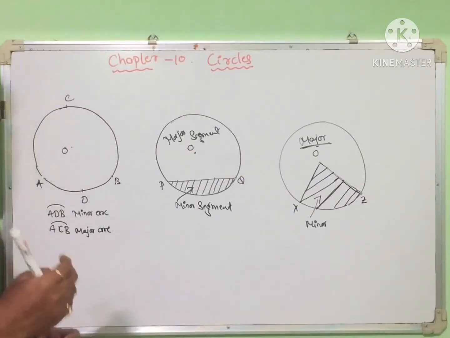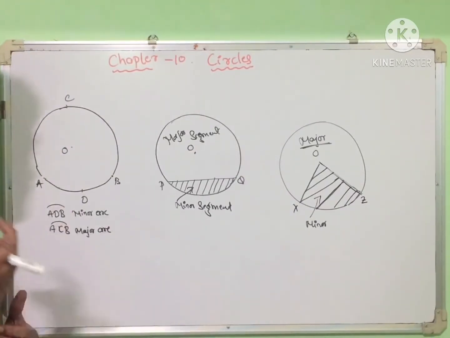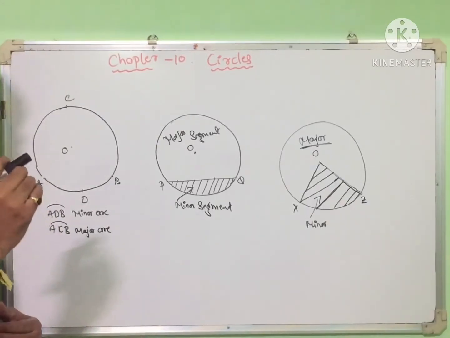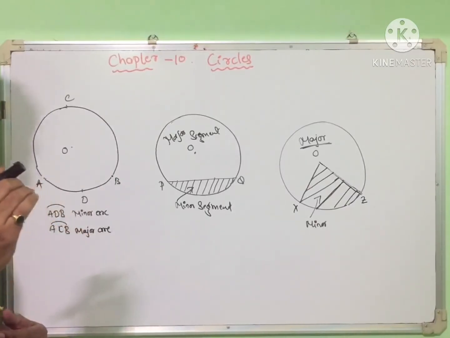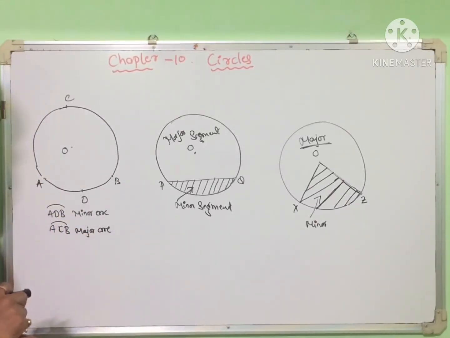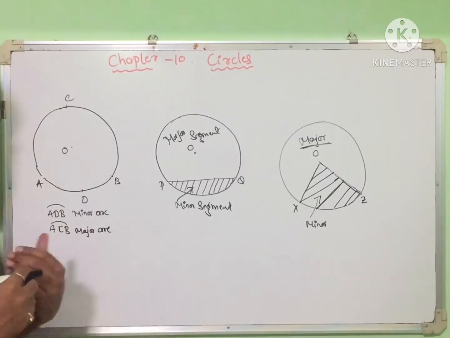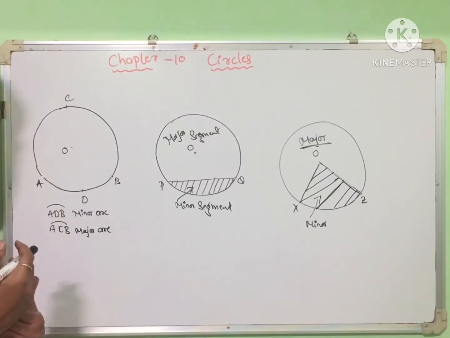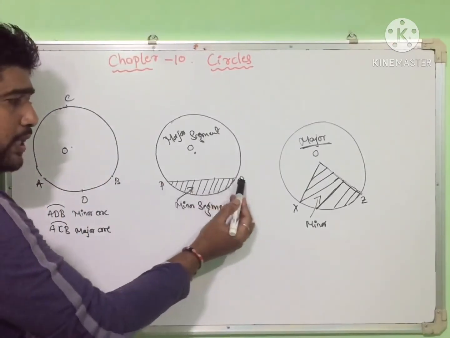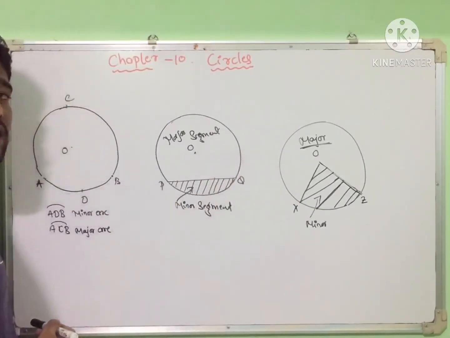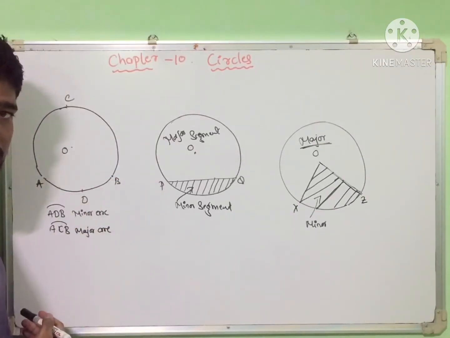Is it clear? So now, what is a circle? The collection of all points in a plane which are at a fixed distance from a fixed point in the plane is called a circle. The fixed point is called the center of the circle and the fixed distance is called the radius of the circle. Is it clear? Then a chord: the line segment joining any two points on a circle is called a chord, right? So here PQ is the chord. When the chord passes through the center of the circle, it becomes a diameter, right?